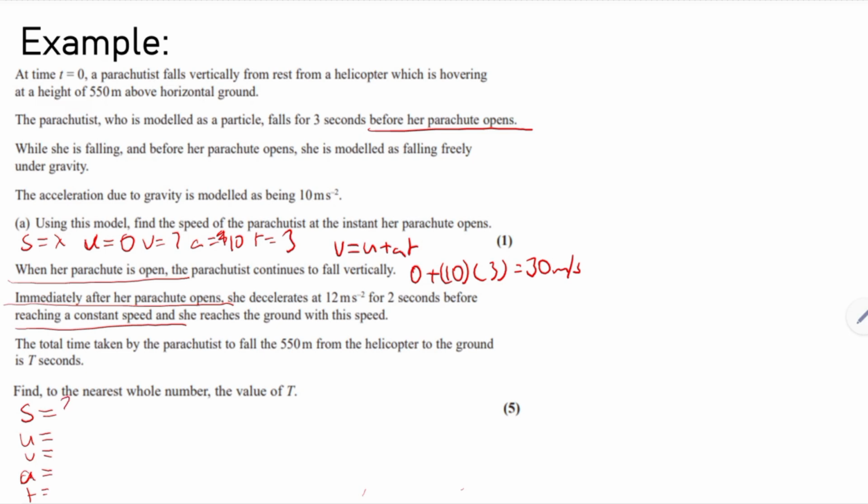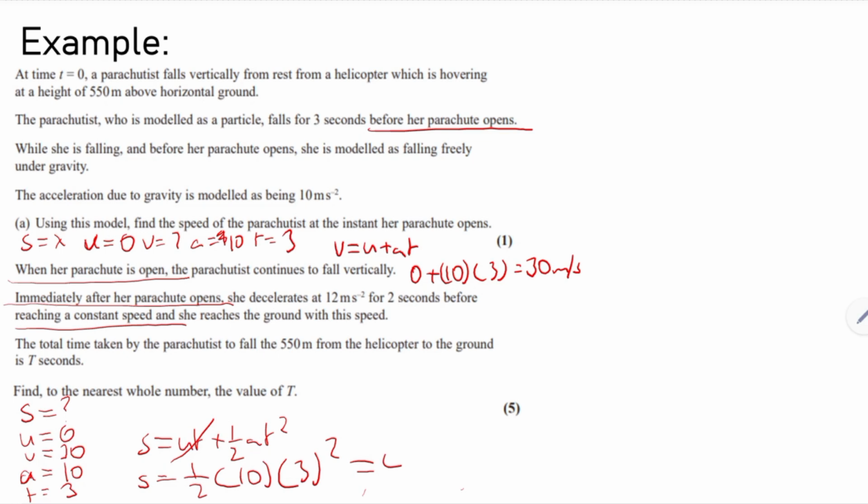So S is what we're trying to find. U equals 0, V equals 30, A equals 10, and T equals 3. To find S, we can use a lot of equations, but I'll use S equals UT plus half AT squared. As U equals 0, we can just cross this out. So S will equal half A, which is 10, multiplied by T, which is 3, squared. And when you do that, you'll get 45 meters.